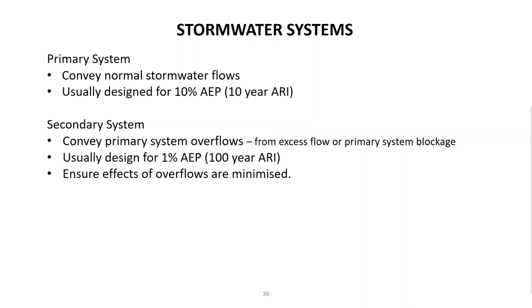However, storms larger than this can occur, and the primary stormwater system may not be able to convey all of the stormwater that is produced from a storm. This results in flooding occurring. The function of the secondary stormwater system is to minimize damage caused by this flooding, and to move the excess stormwater to safe disposal with minimum damage to local properties.